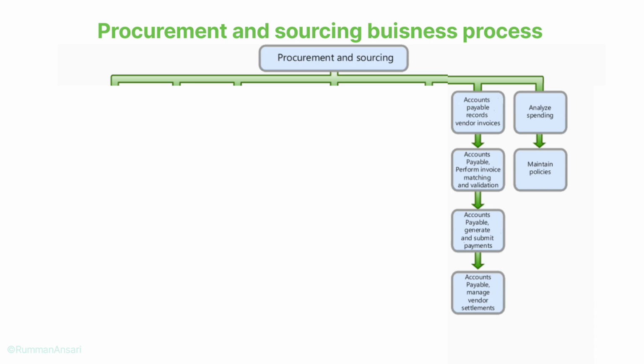In this step, as you can see from the diagram, there are different steps involved. First, accounts payable performs invoice matching and validation. In this step, match the invoice to the PO, the purchase order, and the product receipt. This is a three-way matching that you have to validate, and you can check it. Then there is step two, where accounts payable generates and submit payment.